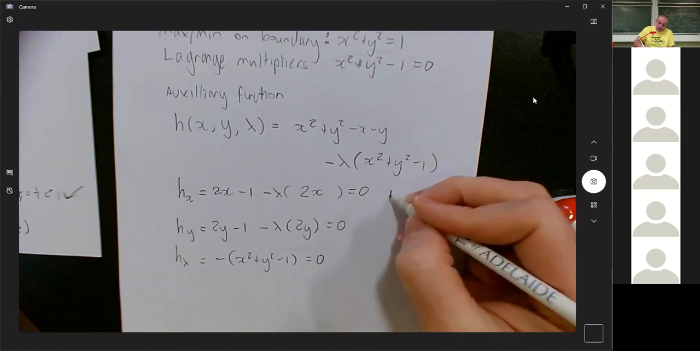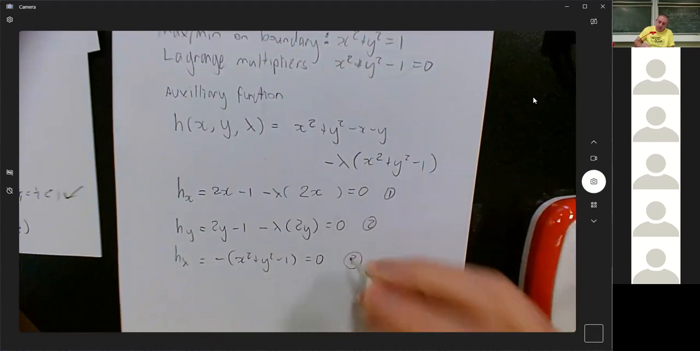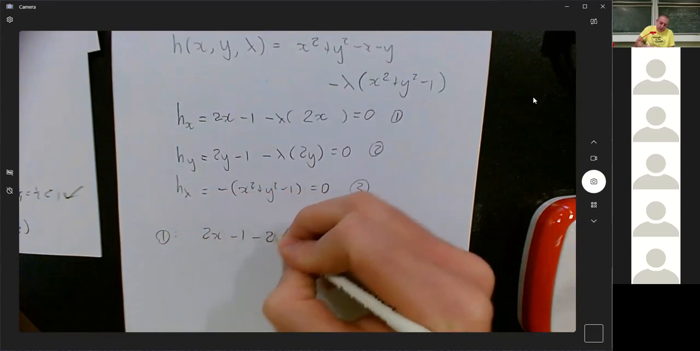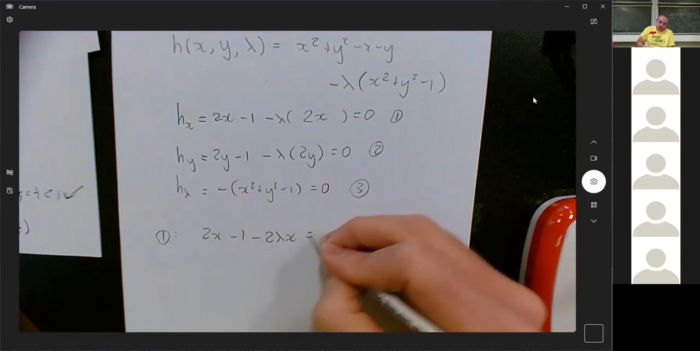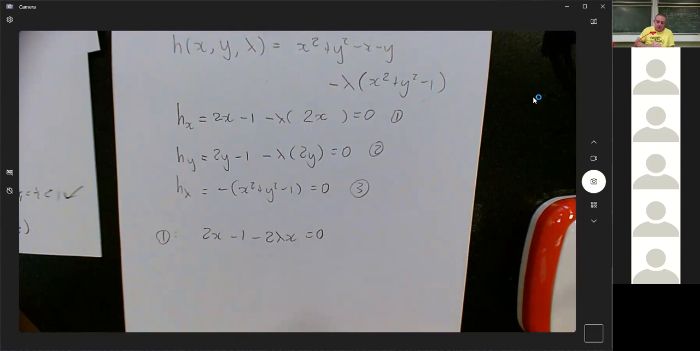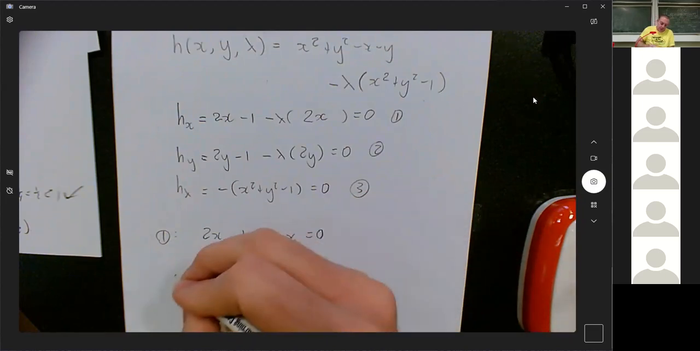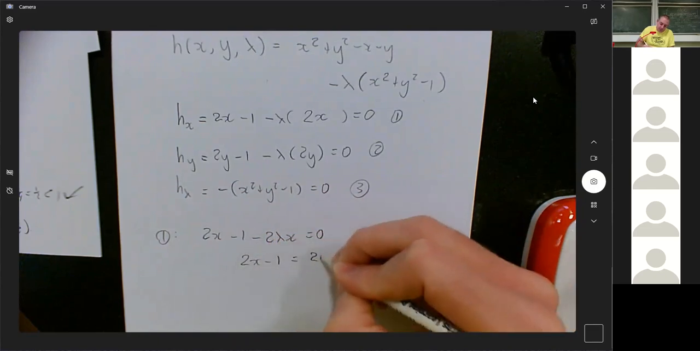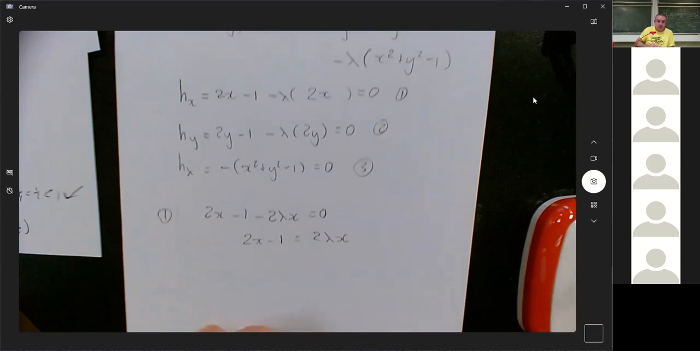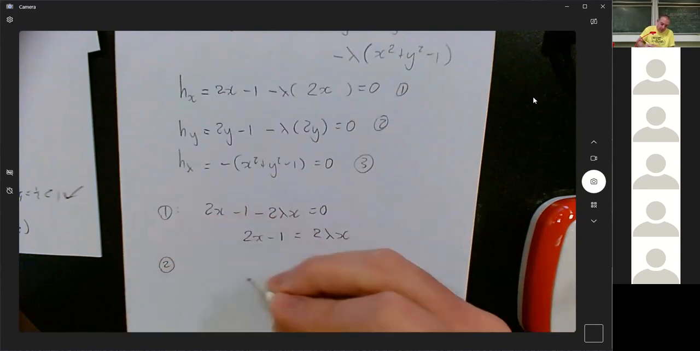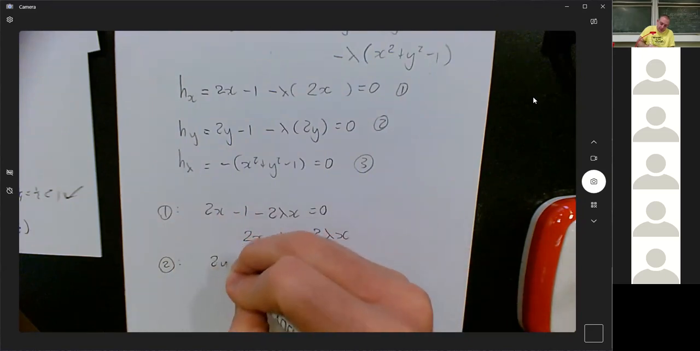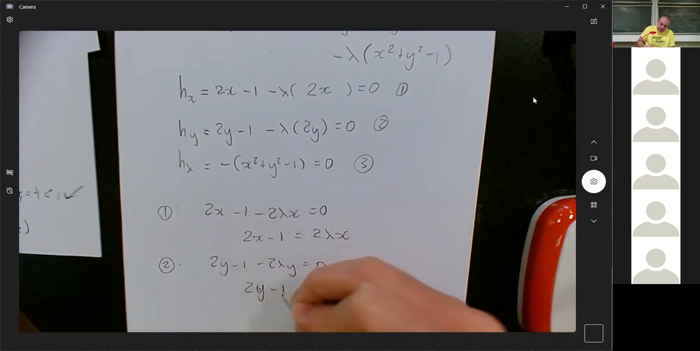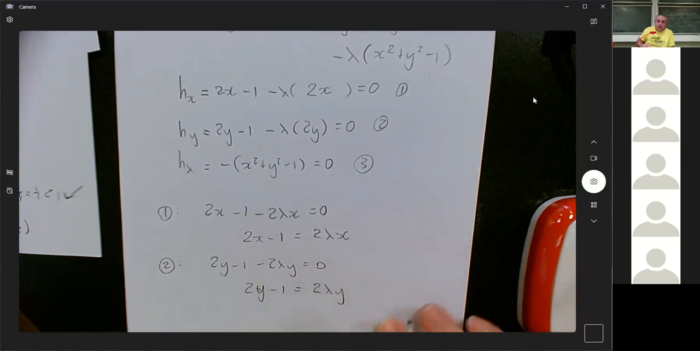So I'm going to number these. Number 1 was 2x minus 1 minus 2 lambda x is 0. And I feel like putting all the lambdas on the one side. And number 2 is 2y minus 1 minus 2 lambda y. Okay.